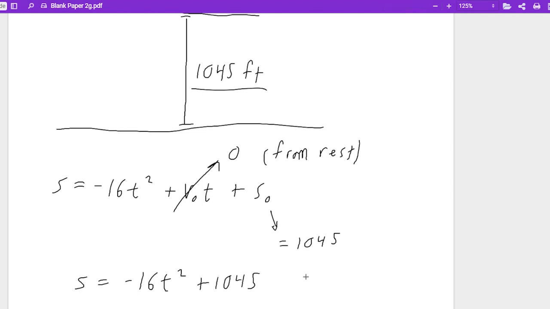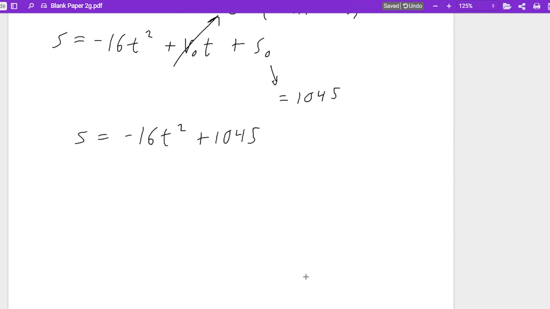That's half the battle right there, just figuring out this equation. The second part is actually finding when it hits the ground. And when it hits the ground, that's saying that the final position, s, is 0. So in other words, 0 equals negative 16t squared plus 1,045.